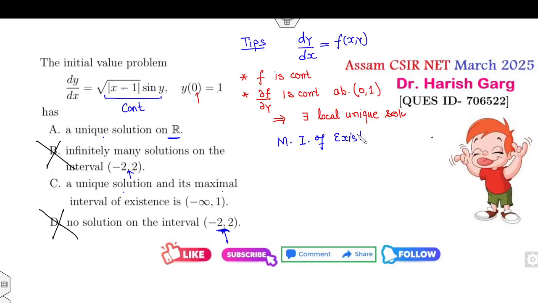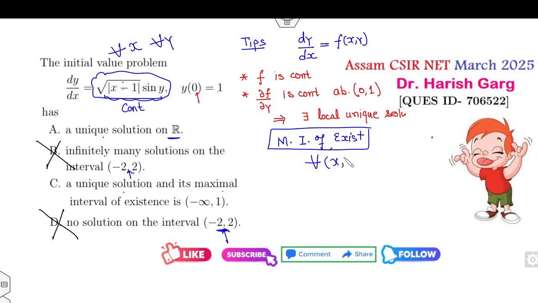If you look at the given function, clearly say, at which points is this function continuous? It is continuous for all x, and continuous for all y. So that means it is continuous for all x and y. That means the maximum interval of existence is R. So option A is the right answer. Option C is canceled. Maximum interval of existence means you have to find the domain on which the function is continuous.